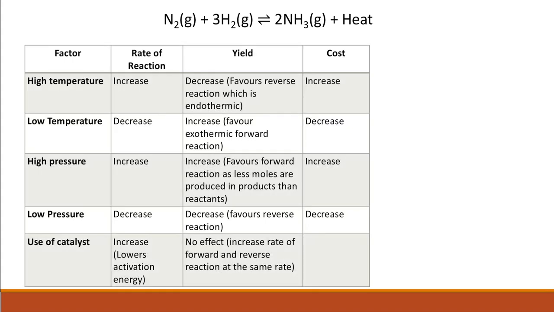First of all, if we use very high temperature, that will increase the rate of the reaction, because we know that higher temperature increases the rate of the reaction. However, it will decrease the yield because this is a reversible reaction and the forward reaction is exothermic. So increasing temperature will push the position of the equilibrium towards the left-hand side, towards the reactants. So the yield will decrease. The cost, however, will also increase if we increase the temperature.